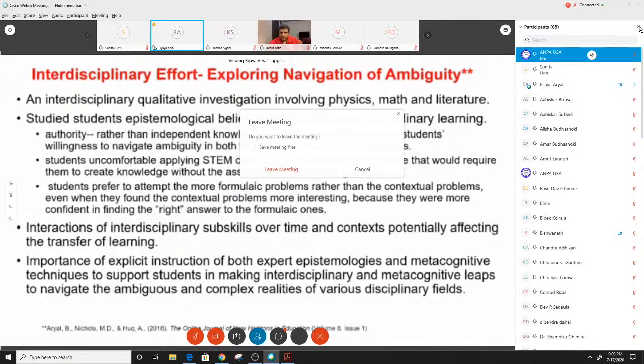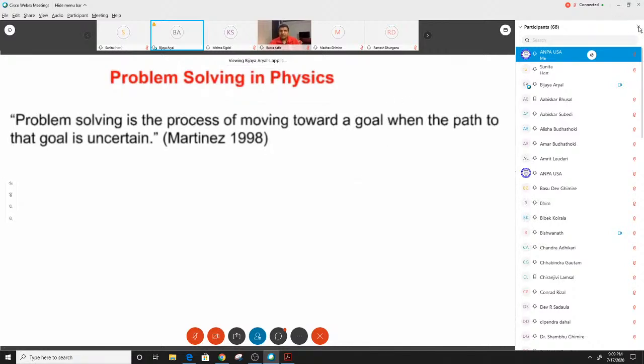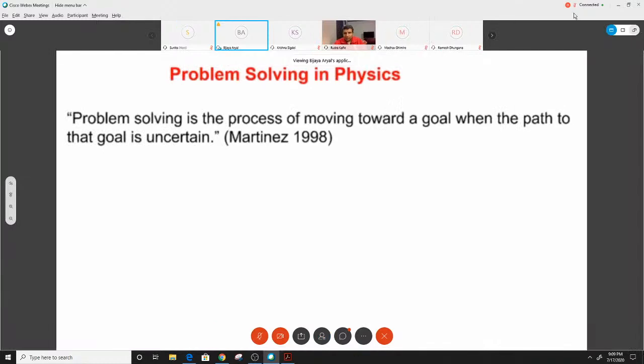But now I would like to switch gear to some physics stuff, problem solving in physics, because I have highlighted this as one of the most important skills in the current world. And in physics, fortunately, we teach problem solving. And here is the definition of problem solving.